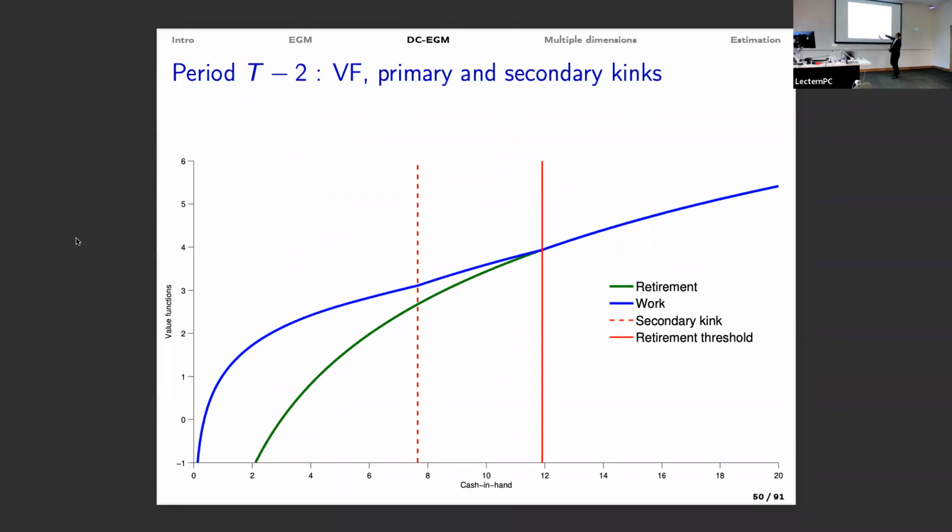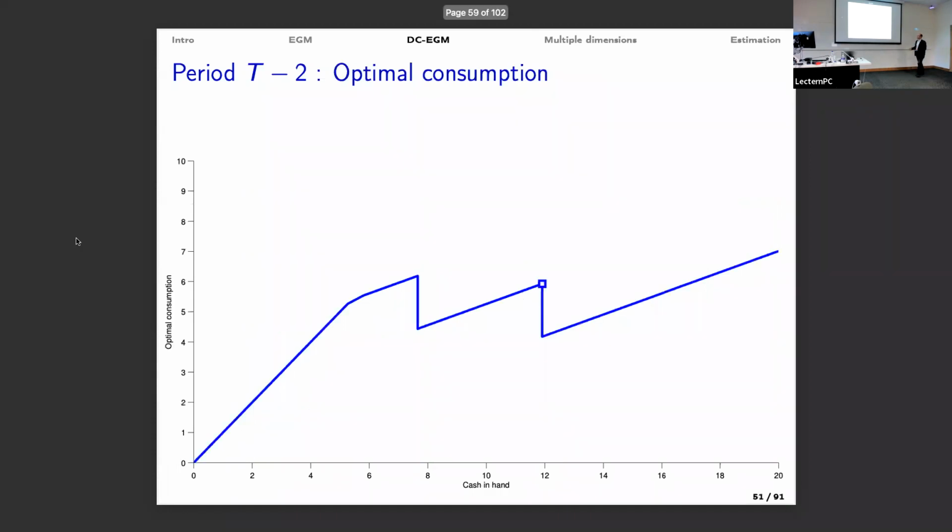Okay, but going back to the graphs of the value functions, what we now get is what we call the primary kink in the value function. That's the kink that corresponds to your being optimal on one side to be a worker and the retiree on the other side. And then also the secondary kink, which is just an echo of the primary kink in the next time period. And correspondingly, we get the second discontinuity in the optimal consumption function, which corresponds to that secondary kink. Okay? Do you see where it's going?